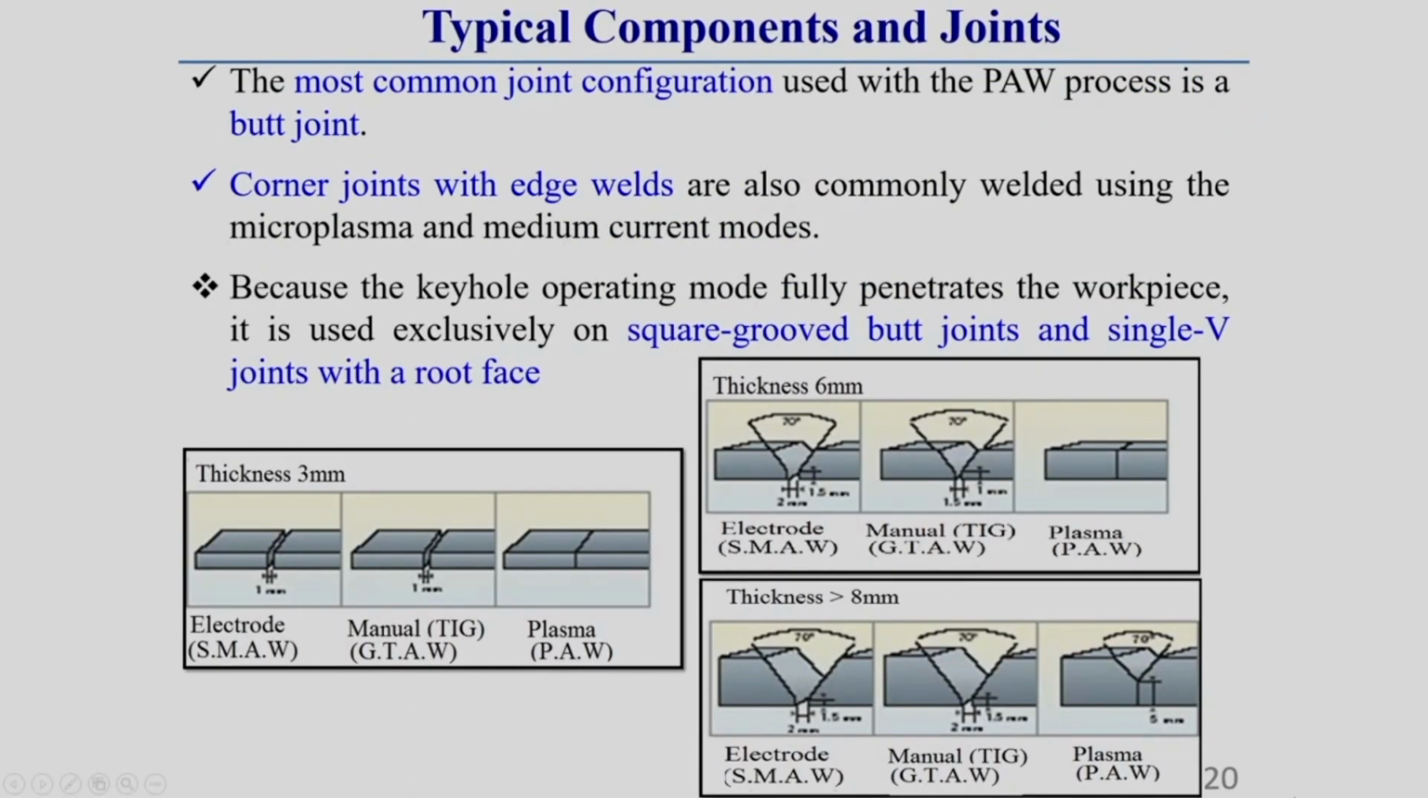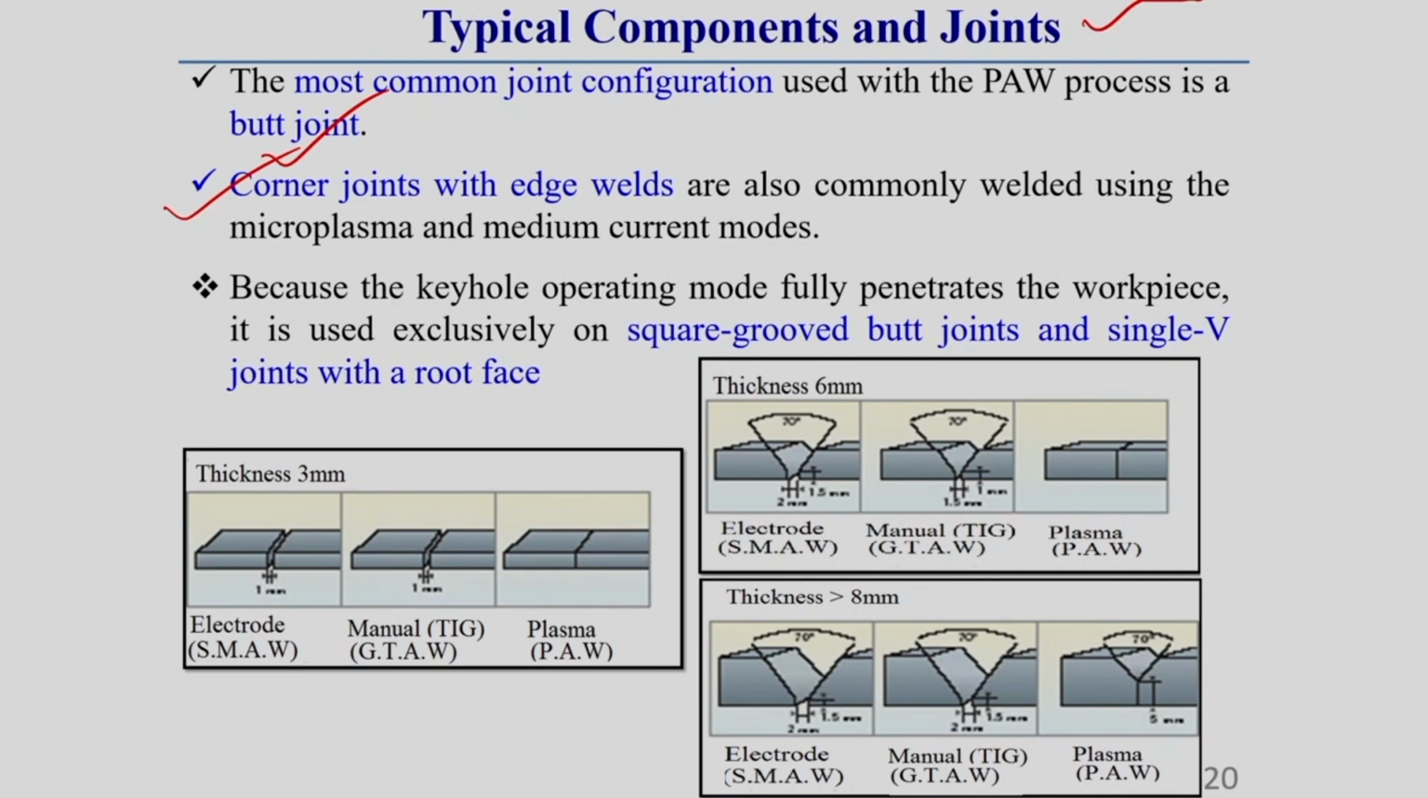Now I am showing some typical components and their joints. The most commonly used joint configuration with the plasma arc welding process is the butt joint, as I have shown here. The joint can also be a corner joint or an edge joint.